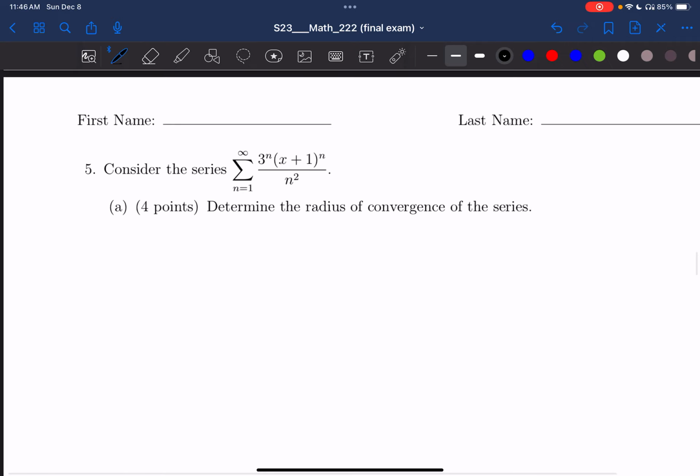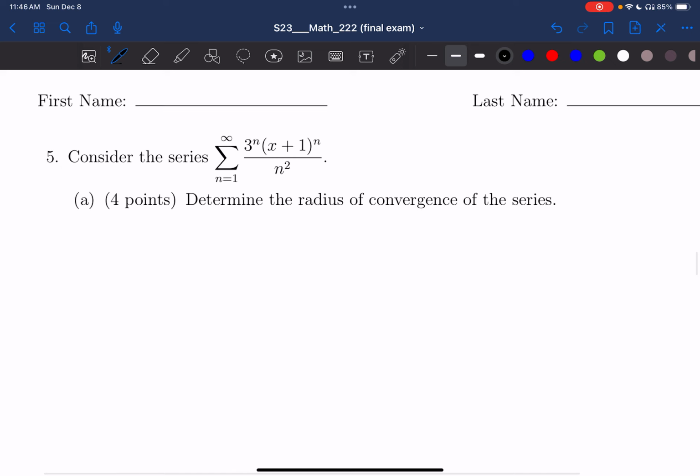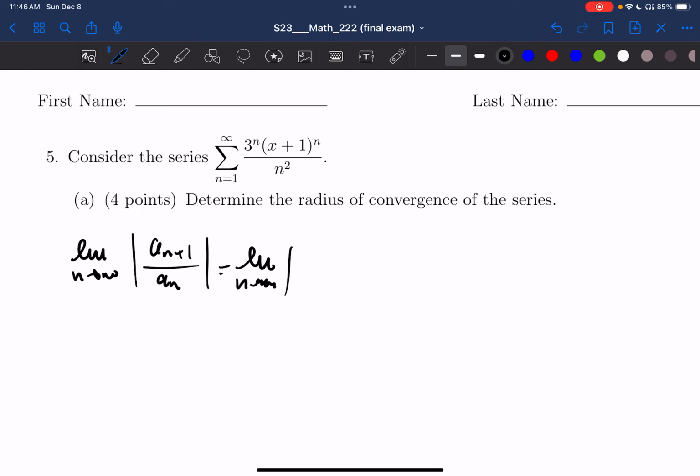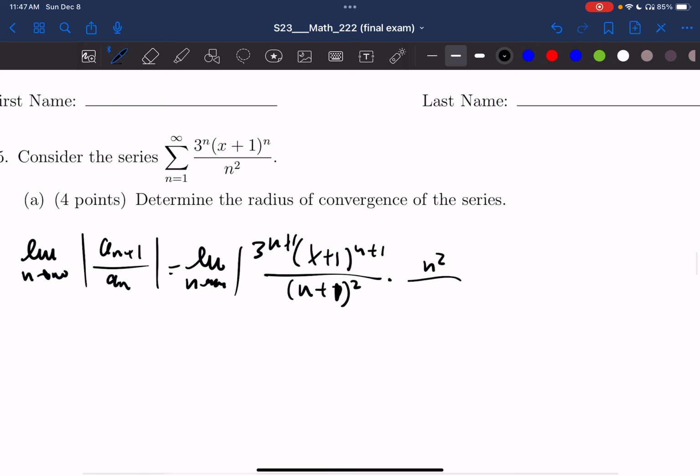Okay. Determine the radius of convergence of the series. So this is a very basic one that you should be really fast at. You just do a ratio test. So basically, the limit as n goes to infinity of the absolute value of a of n plus 1 over a of n will be equal to the limit as n goes to infinity of 3n plus 1 times x plus 1 to the n plus 1 all over n plus 1 squared, times n squared divided by 3n times x plus 1 to the n power.